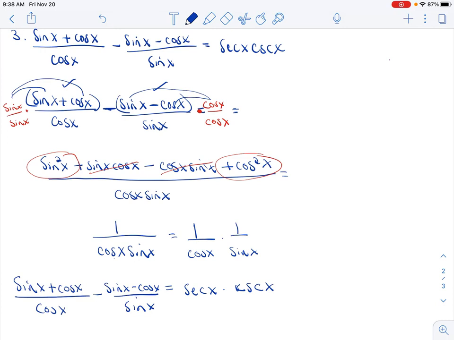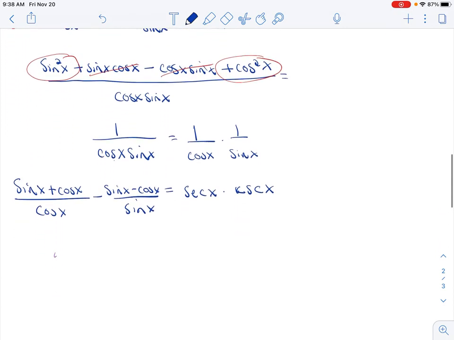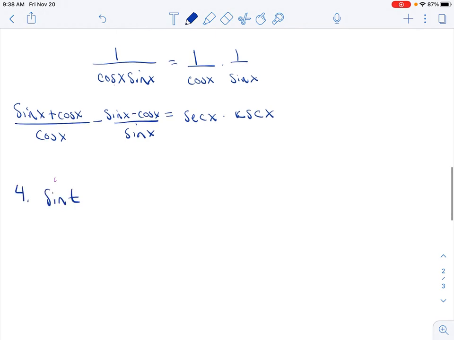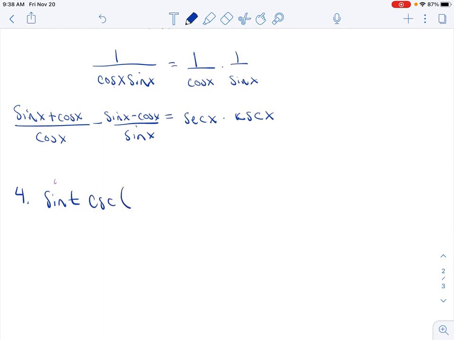So hopefully these are getting better for you. All right, we have 2 more. 4. There's sine t times cosecant of pi over 2 minus t, and this is going to equal tangent t. So again, I'm going to start manipulating the left side, just because it's more involved than the right side.